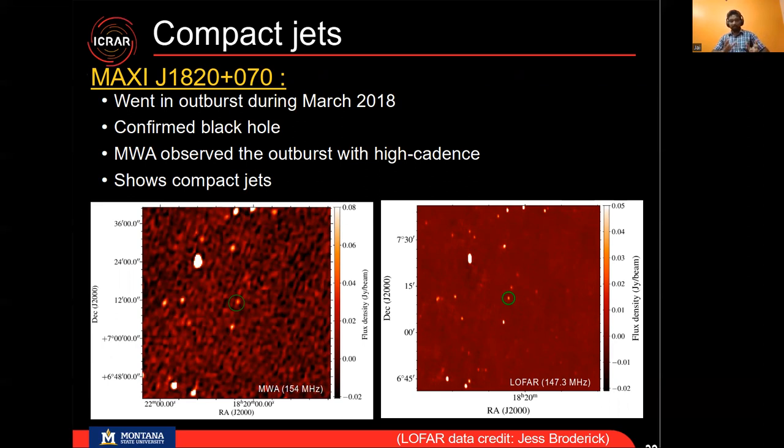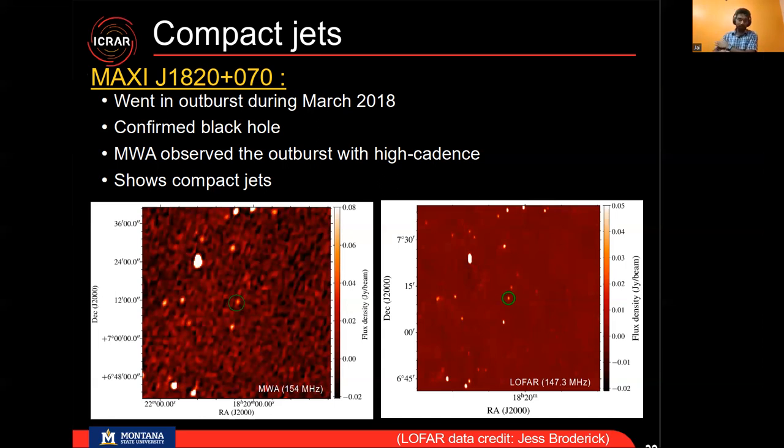And the third part where I'm moving is the compact jets. As I mentioned, these jets are detected in the starting or ending of an outburst. So we targeted these jets in the case of MAXI J1820. This source went into outburst in March 2018, and it's a dynamically confirmed black hole. MWA observed this source with high cadence, and in this source, we detected a prolonged hard state.